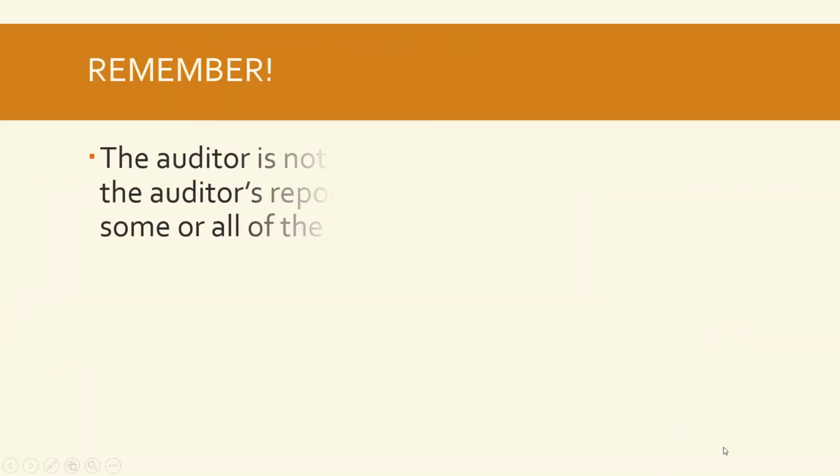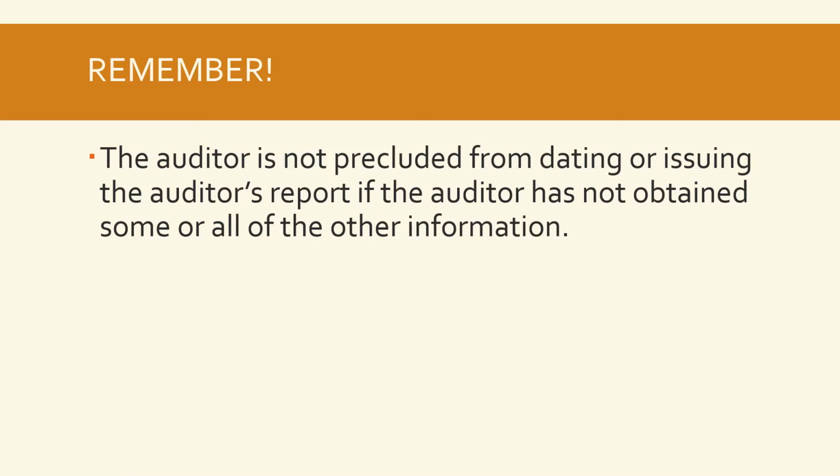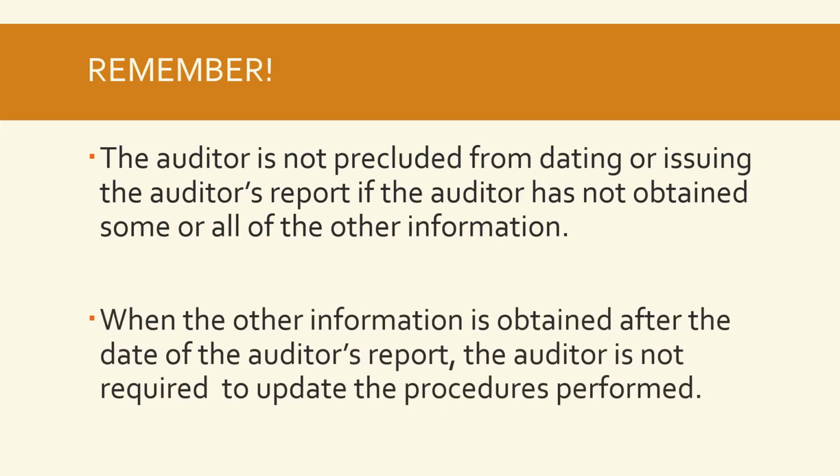Now, we must remember in the case of other information, the auditor is not precluded from dating or issuing your report even if you have not obtained some or all of the other information. After all, again, it is not part of the jurisdiction or the scope of our audit. So we can still date our audit report even if we have not yet obtained some or all of the other information. Now, when the other information is obtained after the date of the report, you are not required to update your audit procedures. You're not required to update the procedures performed. Again, the only responsibility we really have is to read the other information.